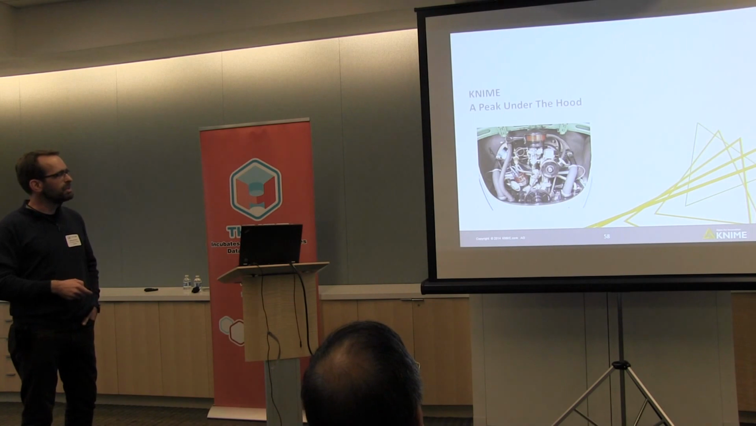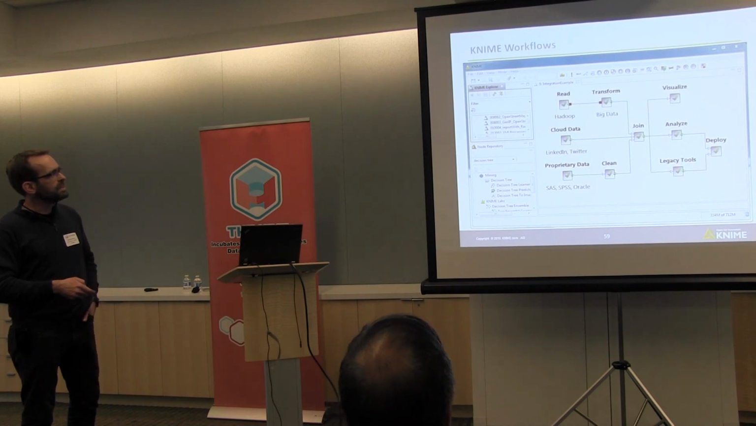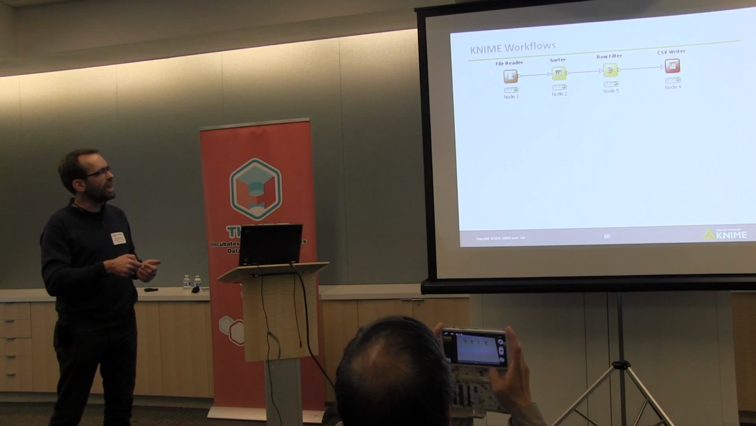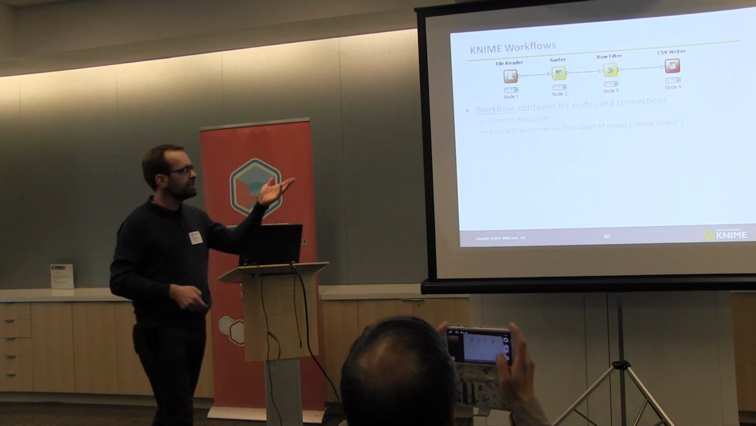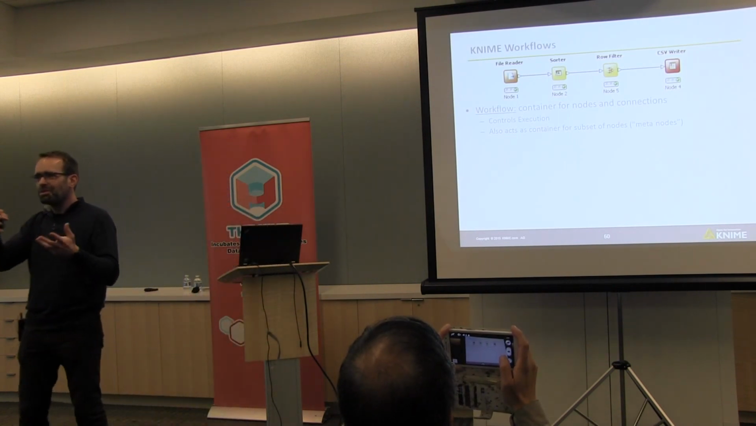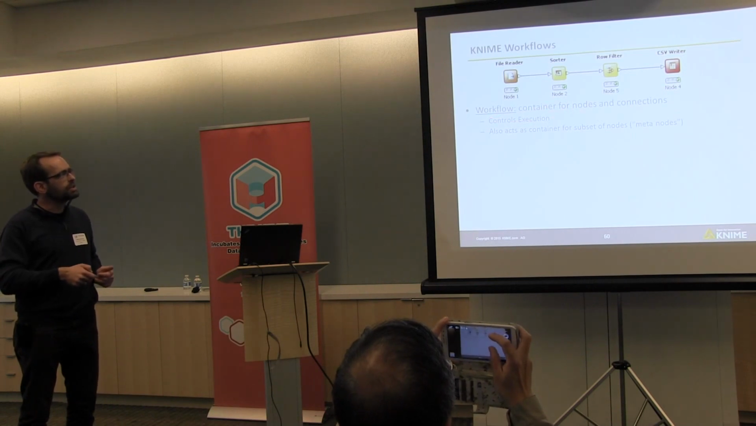Okay, good. A bit of a technical peek under the hood, just 5, 6 slides, so you see a bit how it works. You saw this one, 9 workflows. A KNIME workflow is really a chain of nodes that get connected to each other. When you look into the code, there's a workflow.java, and there's a workflow manager.java that controls the execution, and also acts as a container.